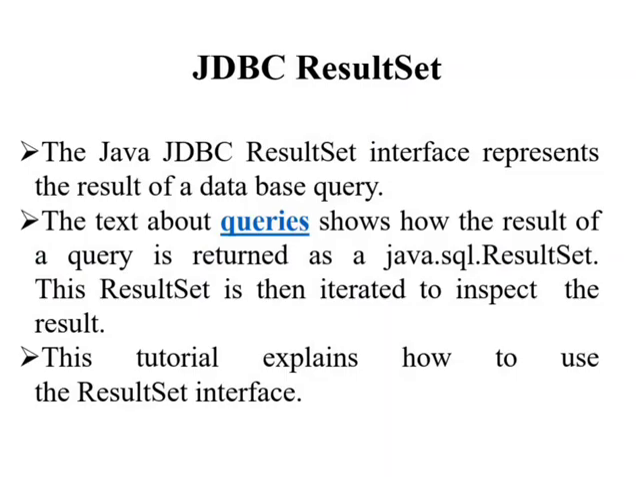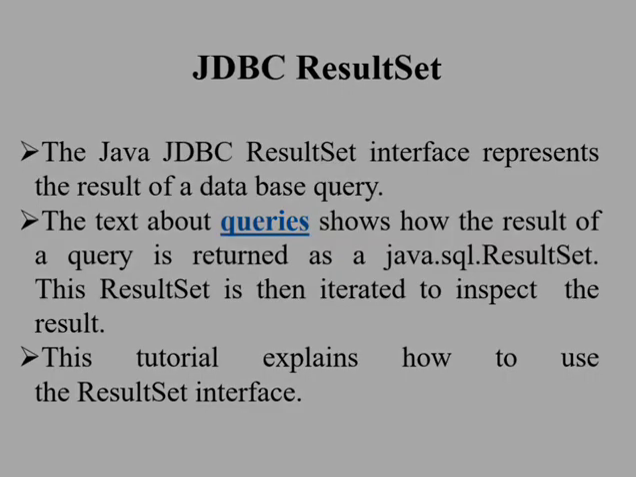Next topic is JDBC ResultSet. The Java JDBC ResultSet interface represents the result of a database query. The text about queries shows how the result of a query is returned as a java.sql.ResultSet. This ResultSet is then iterated to inspect the result. This tutorial explains how to use the ResultSet interface.